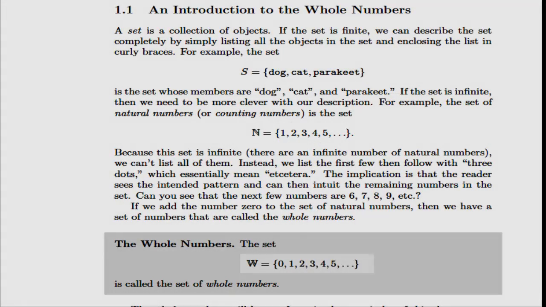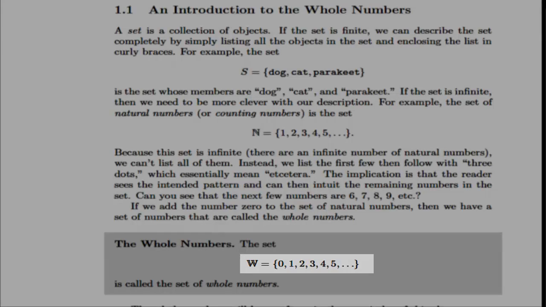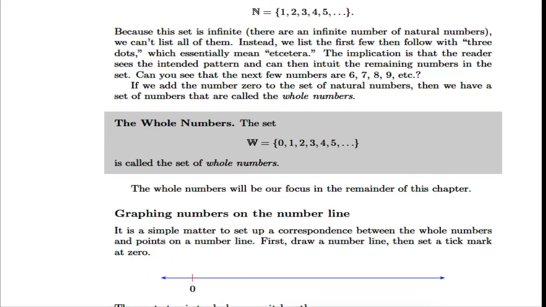If we add the number 0 to the set of natural numbers, then we have a set of numbers that are called the whole numbers. The whole numbers will be our focus in the remainder of this chapter.